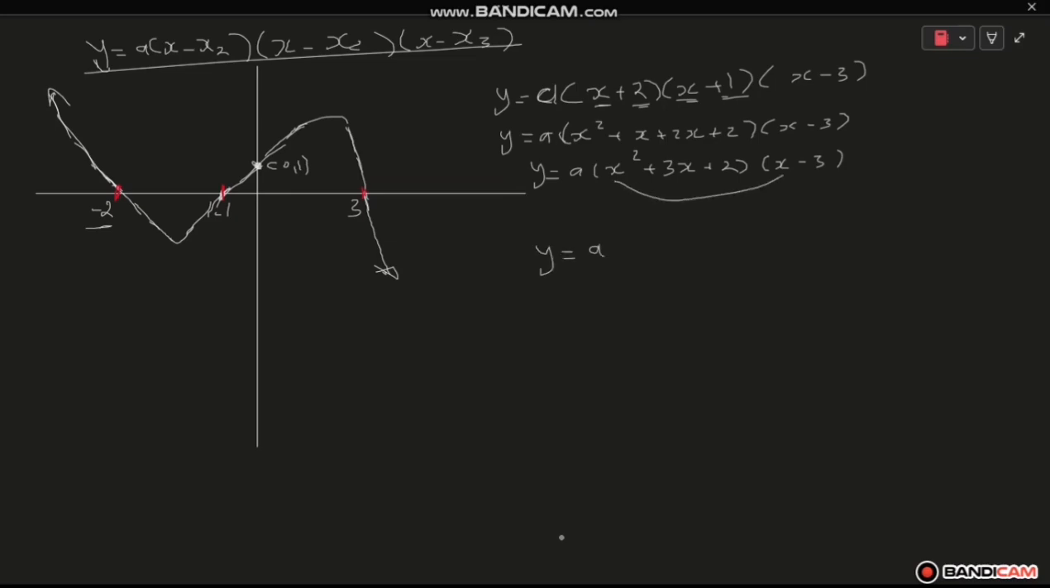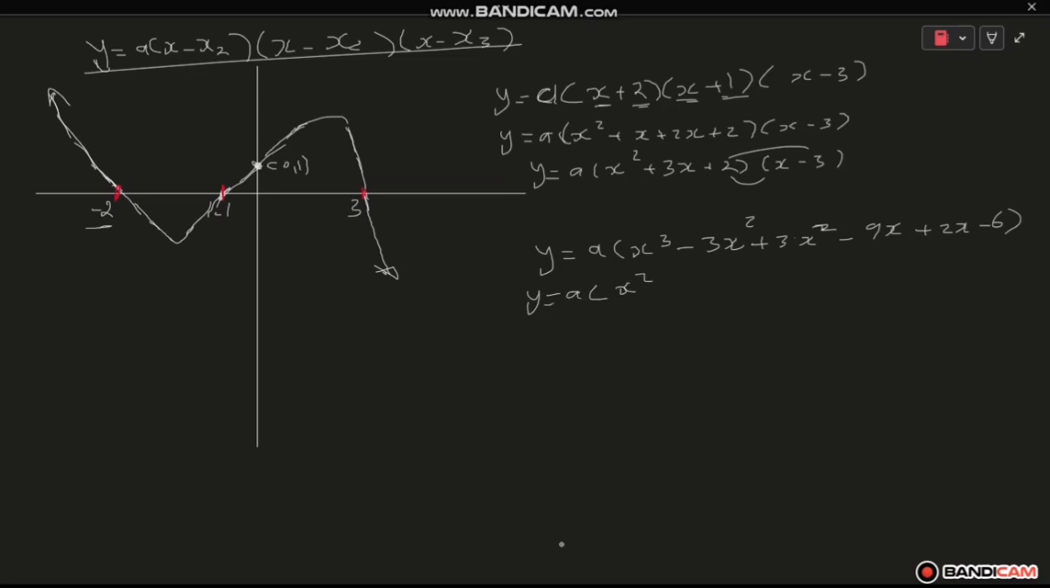y equals a, open bracket, x cubed, then x times -3 will be -3x squared. Then 3x times x is going to be 3x squared. Then 3x times -3 is -9x. Therefore positive 2 times x is positive 2x, then -6. Then you can simplify or group the like terms.